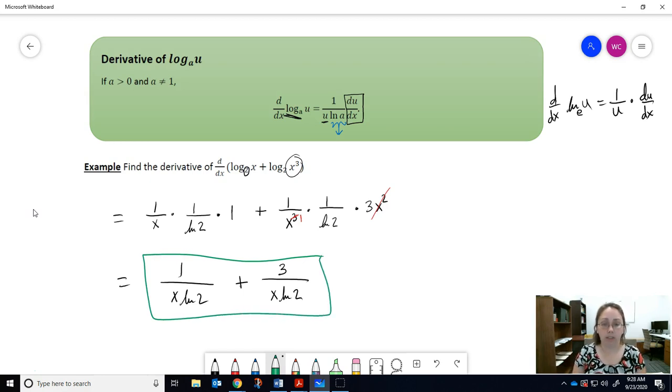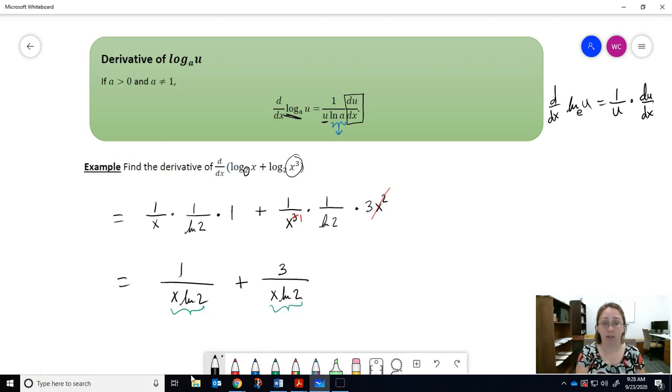Actually, if we look at this, we're not done. I just realized, look at the denominators. Both denominators are the same. The numerators don't involve an x, so these are actually like terms. We can add them together. So keep your common denominator, add the tops together, and now we're done.